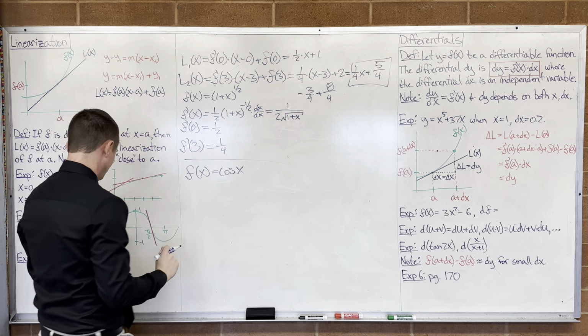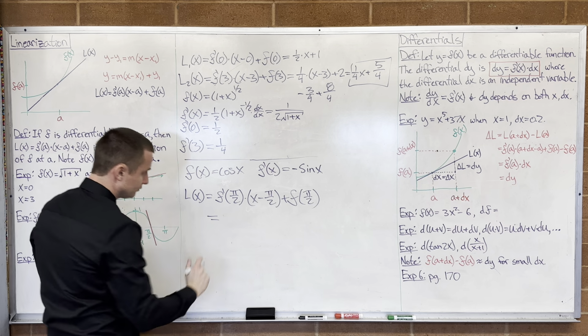Negative sine of x. Perfect. So now, blindly, without even thinking, our linearization is going to be f prime at the point we care about times x minus the point we care about plus f at the point we care about. Blindly, without even thinking.